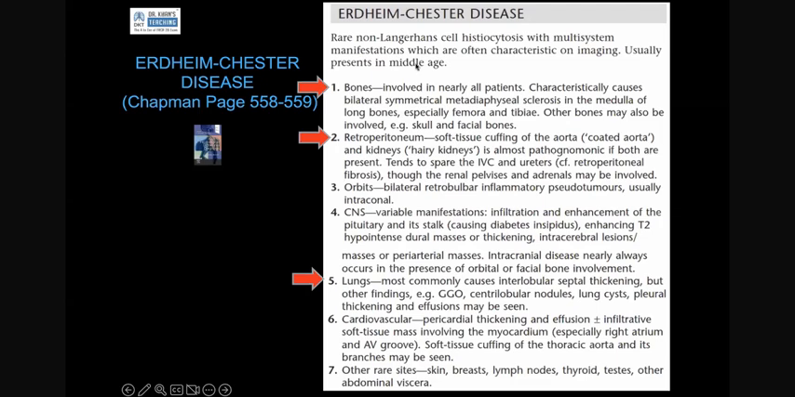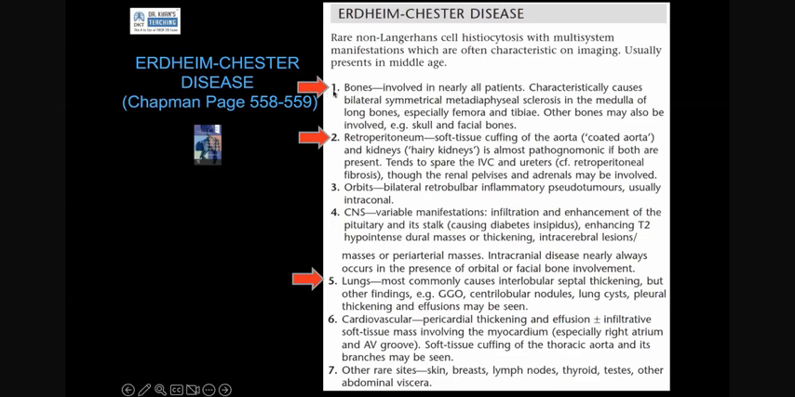Now, this is from the second portion of Chapman, page 558, 559. You can also read it from Radiopaedia, for example. Erdheim-Chester disease is a rare non-Langerhans cell histiocytosis with multi-system manifestations, often characteristic on imaging. Please remember the second part of Chapman has a lot of these conditions with multi-system manifestations, sarcoidosis and lymphoma and you name it. So you must read it from there. It is beautifully summarized there.